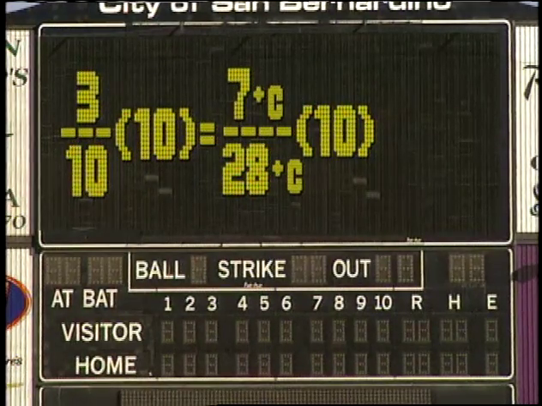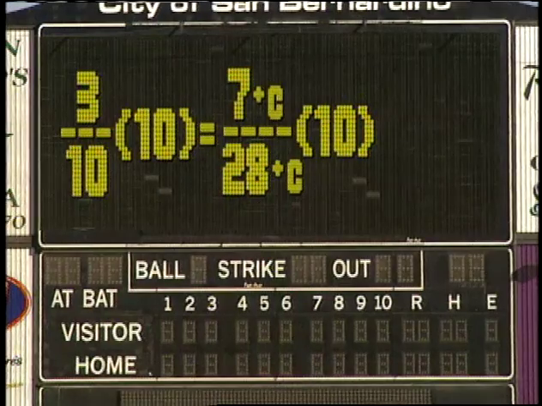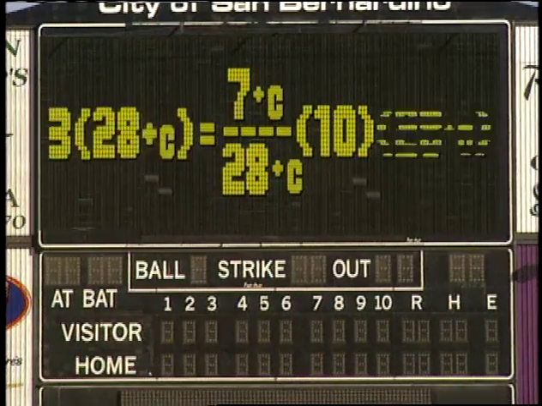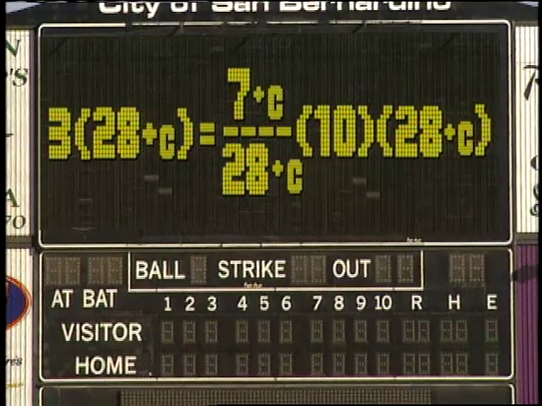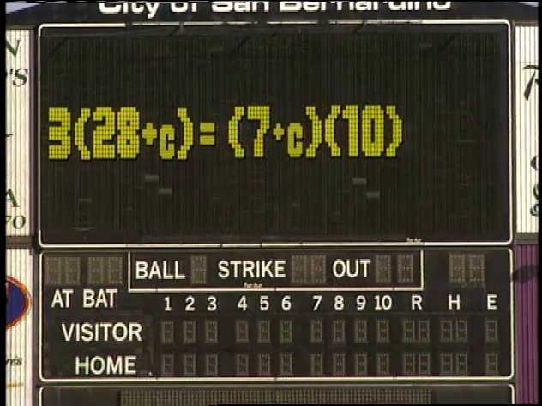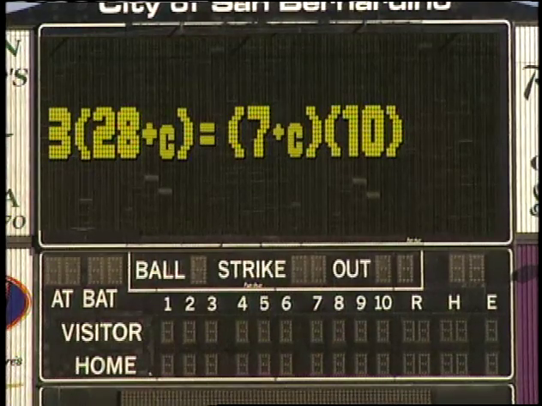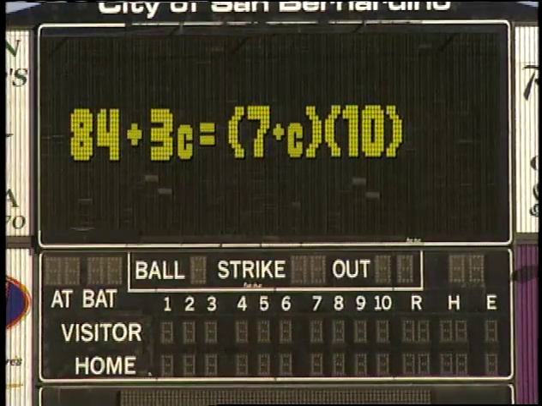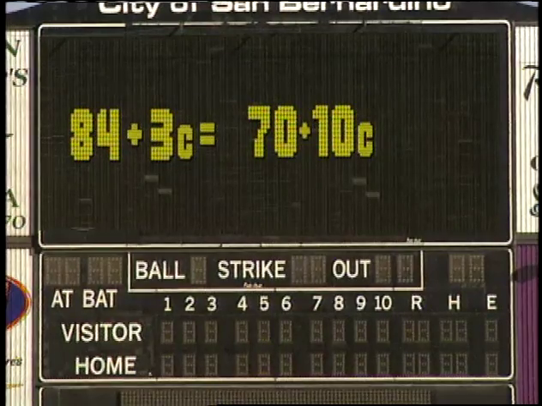On this side of the equation, that turns 3 over 10 into 3. The same with the denominator 28 plus c. We just multiply both sides by 28 plus c. And on this side, it gets rid of 28 plus c. Now we have to multiply each side. 3 times 28 and 3 times c gives us 84 plus 3c, and on the other side, multiplies by 10 to give us 70 plus 10c.